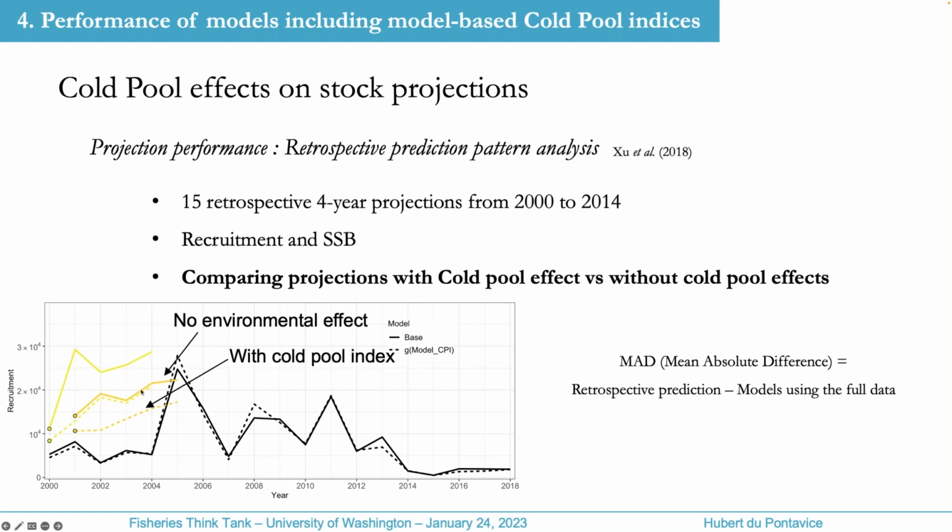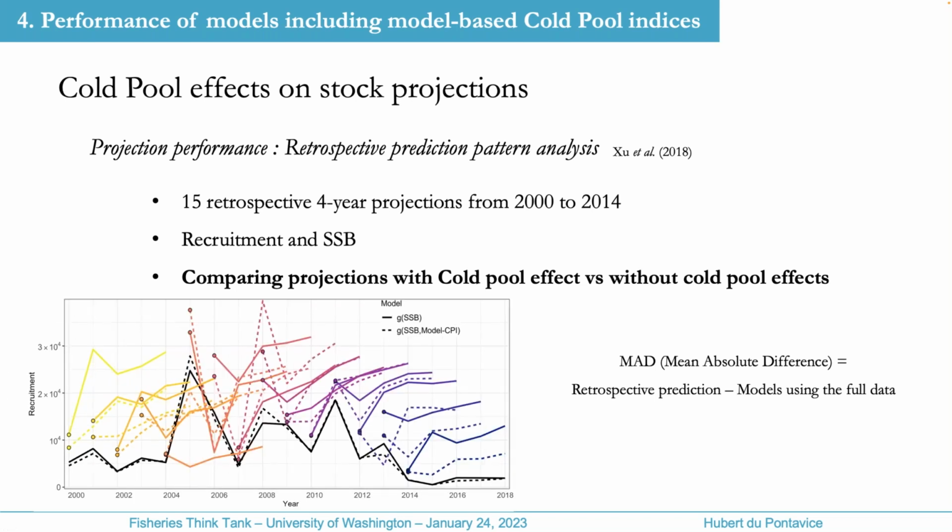So then we produced a second retrospective 4-year projection from 2001 to 2005, and we again measured the absolute differences. And we've done this every year until the end of the time series. So you can see the difference between projections of the model with cold pool effect, the dashed line here, and the projections without the cold pool effect. But it's not easy to summarize the results with this kind of figure.